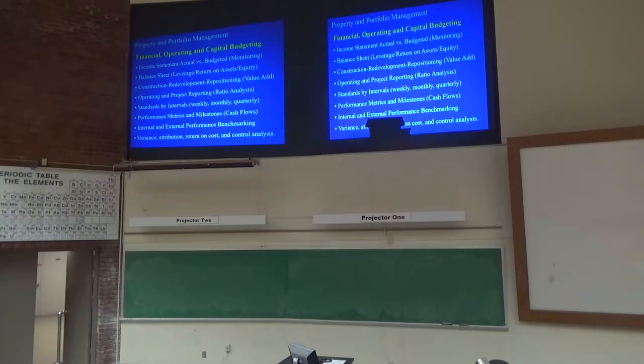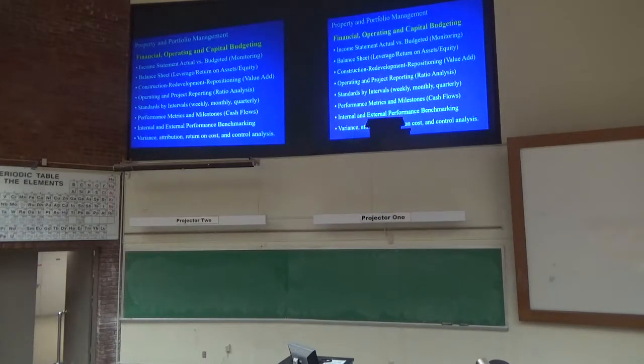You got to look at ratio analysis. You got to have standardized intervals of reports: weekly reports, monthly reports, quarterly reports, annual reports. You're constantly analyzing these things. And then you have to benchmark them against some performance metrics to see if you're reaching your hurdle rates. And you have to benchmark against internal and external performance benchmarks to see if it's working. And then you got to use variance attribution analysis, return on costs, controlling costs.